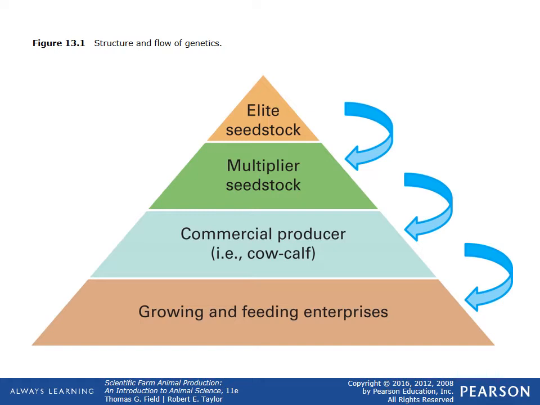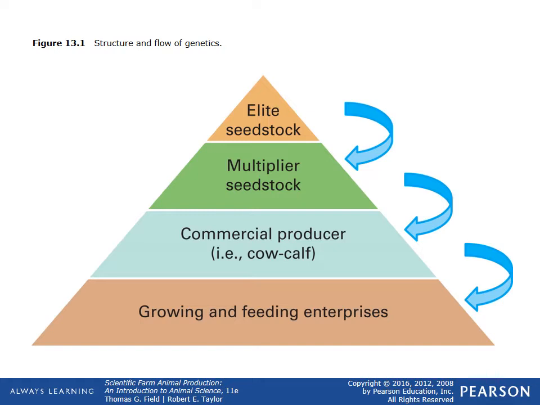Then it infiltrates its way down, let's say, into the commercial producer, i.e. the cow-calf guy. Finally, you get a few bulls that are available, where you might buy your neighbor's bull that has great genetics and put that on your farm. Or they're available through the semen company and you're able to purchase that and put it on your farm. All the way down then to the commercial growing and feeding enterprises, and that's how it trickles down.